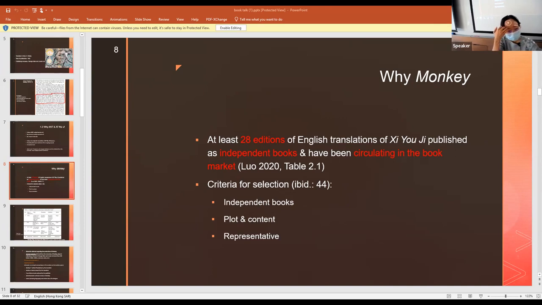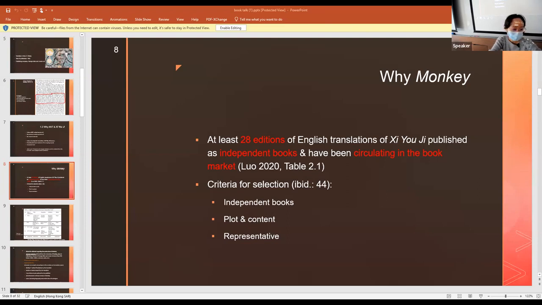I turned to look for other translations, but to my surprise, I found at least 28 editions of English translations of 西游记, and they were not even excerpts included in books such as anthologies. They were books published separately and independently, and they were circulating in the book markets at that time. Of course, I did not want to check all these 28 editions. That would be too large a project for me.